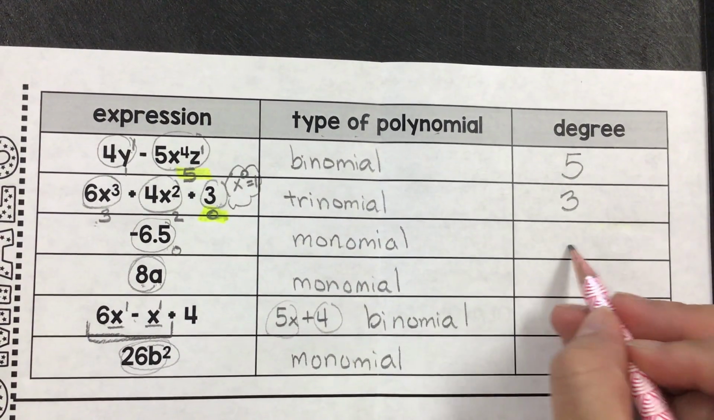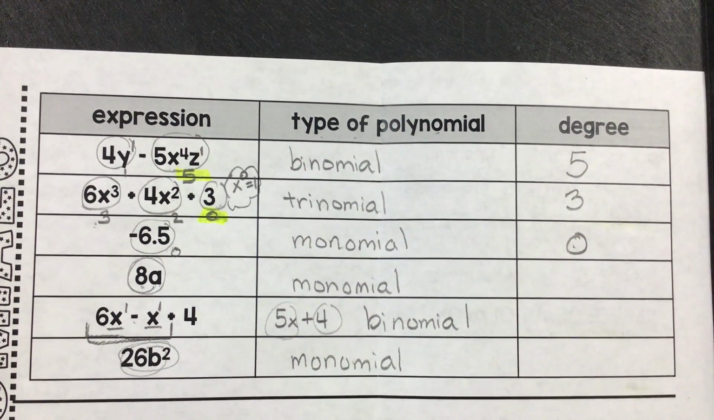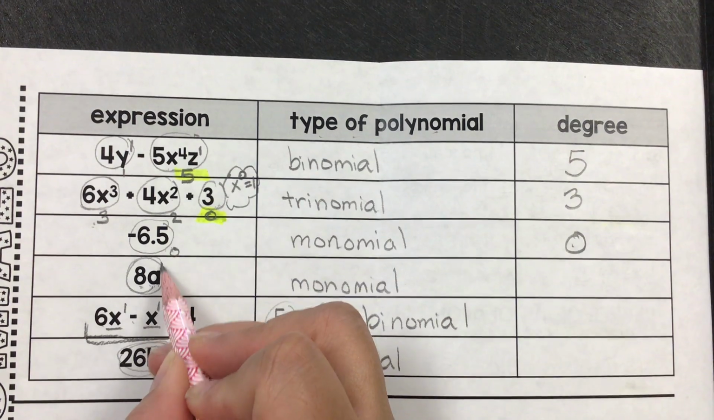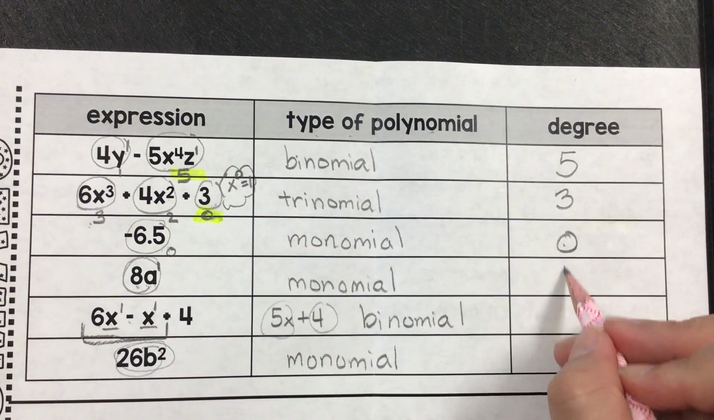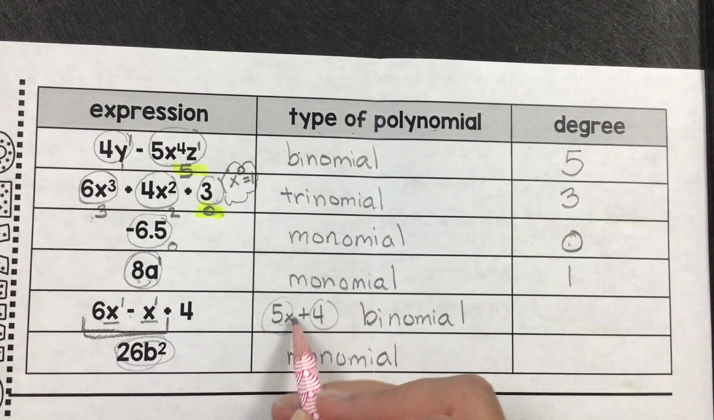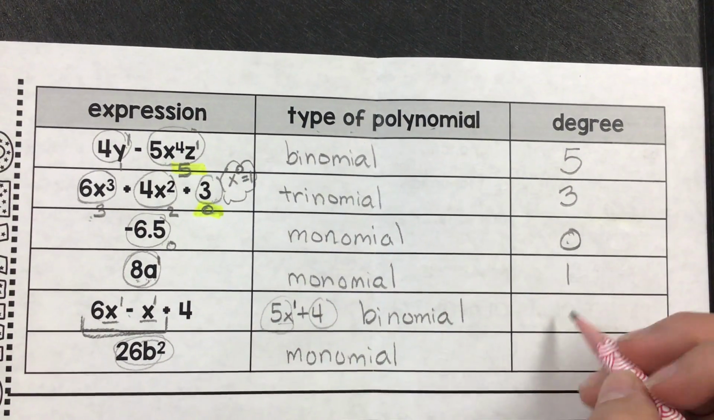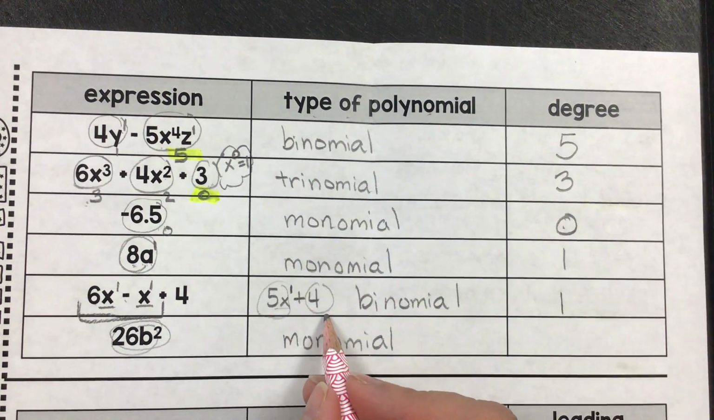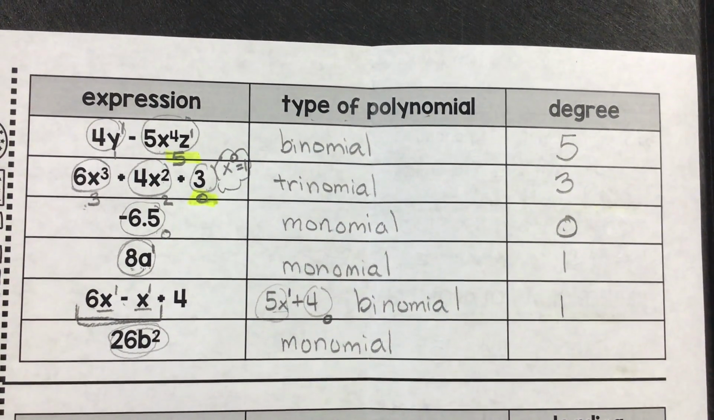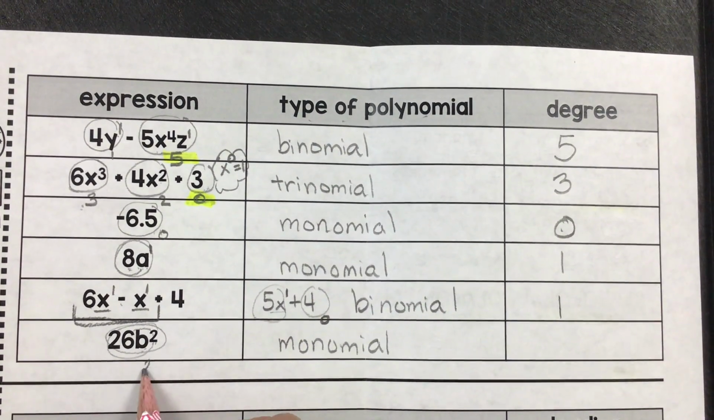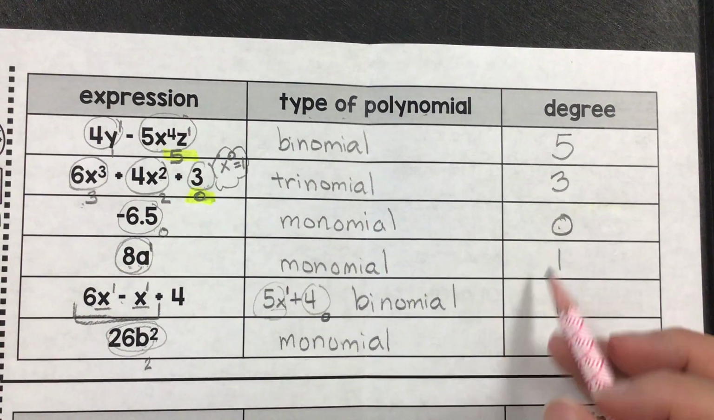That makes this degree 0. That's the highest one. This one has a degree of 1, so anytime you see the variable, it will be 1. This one, when you combine the like terms, the exponent is 1. So this binomial is also 1 because this one is 0. And then the exponent on this one is 2, making the monomial a degree of 2.